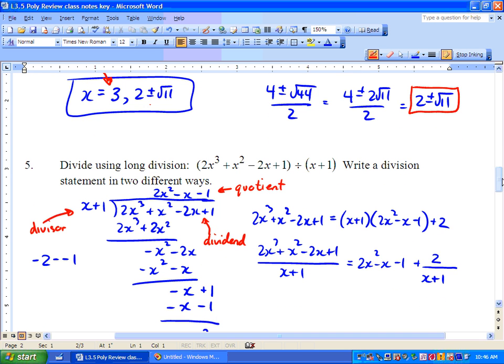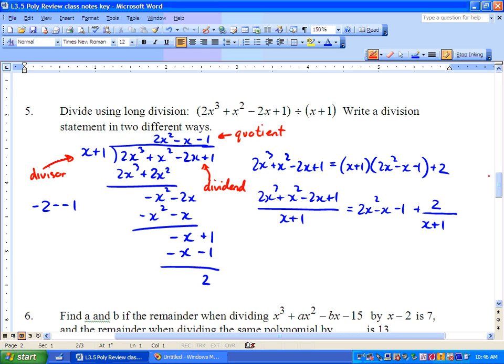Number 5, divide using long division. So yes, you are responsible for long division for your test. I'm not going to go through how to do long division, but I just want to point out a few things about what we're doing here. This is what you start with. Your first polynomial, okay, 2x to the third plus x squared minus 2x plus 1. So that is called the dividend. This is what you're dividing by, and so it's called your divisor. And your answer up top is called your quotient.